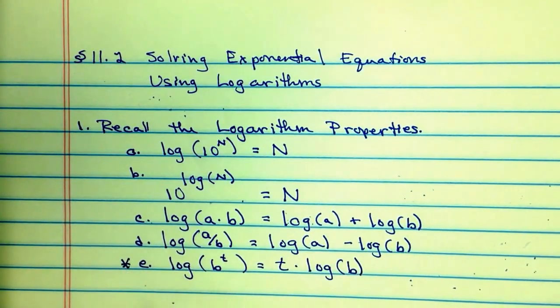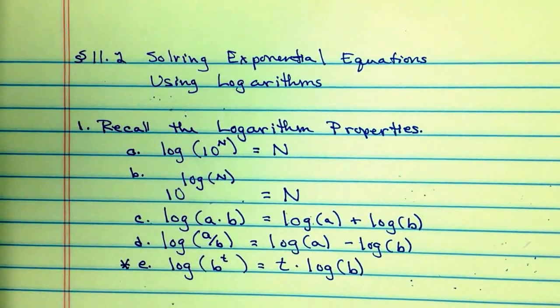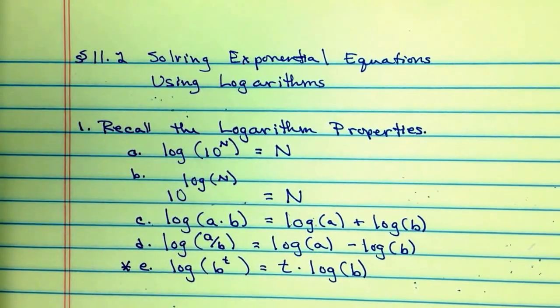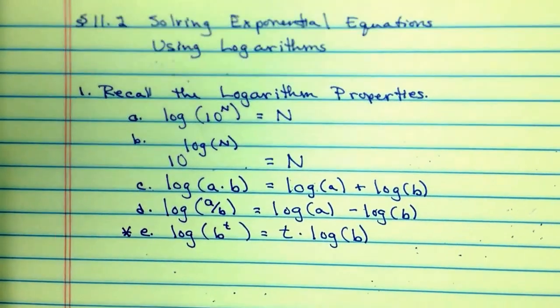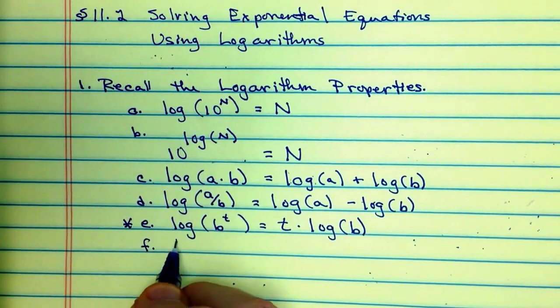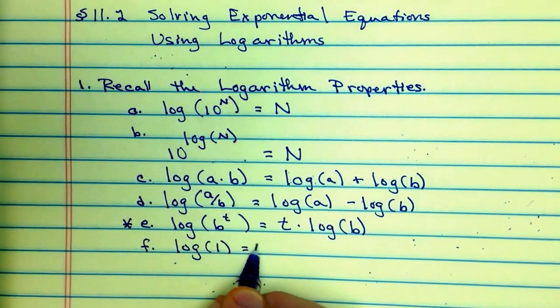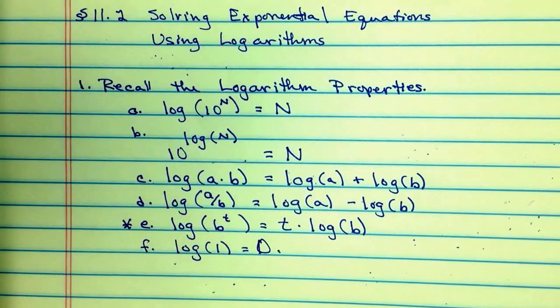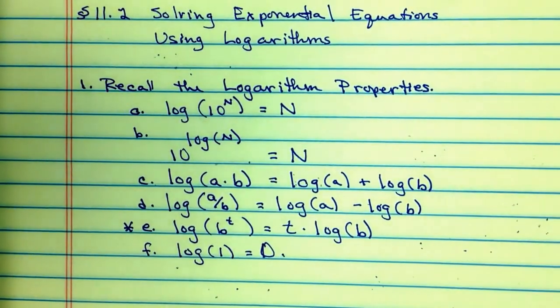And this one is probably the one you're going to use the most, so you got to make sure you know it. And then finally the last one, little f, log of 1 equals 0. Okay, so those are the properties we're going to use. So now we'll just run through a bunch of examples out of the book.